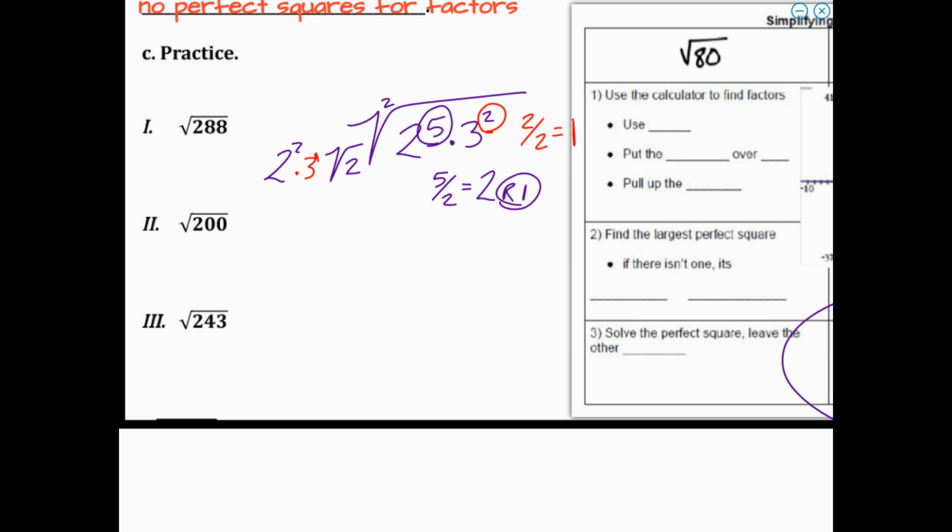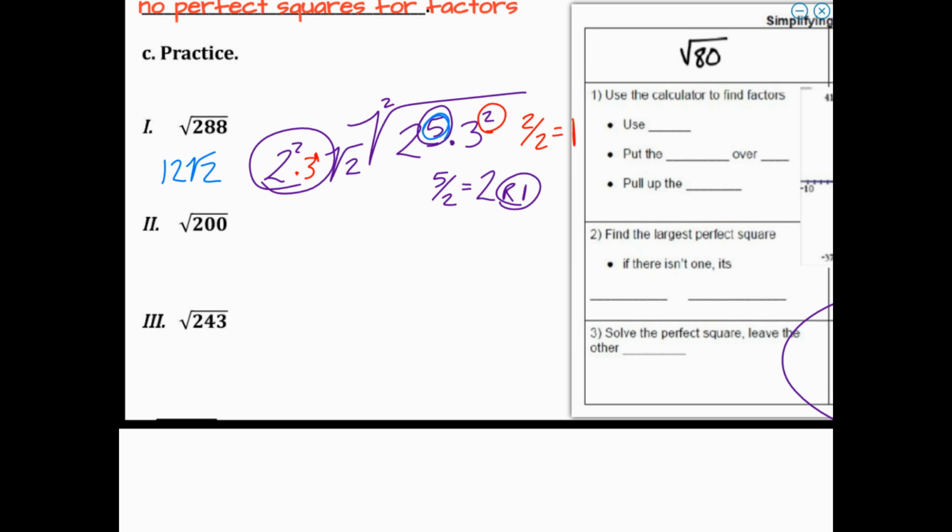So I need to simplify these numbers out front here. So 2 squared is what? 4. And 4 times 3 is? 12. So my final answer here is 12 square roots of 3. Or no, square roots of 2, sorry. 12 square roots of 2, because my 2 was left underneath. This one was the one that had one left.